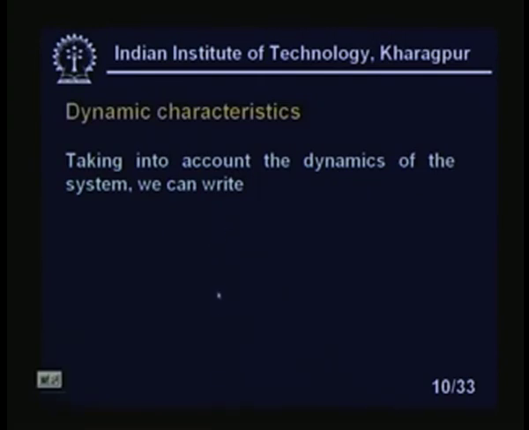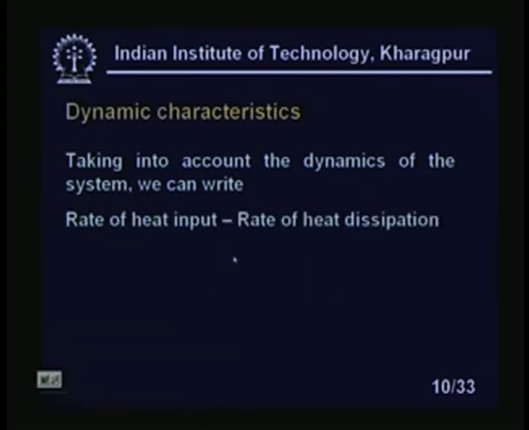So, during that time what will be our heat balance equation? Let us look at that. Taking into account the dynamics of the system, we can write, you see, rate of heat input minus the rate of heat dissipation equal to the rate of rise of heat energy, or rate of rise of temperature. So, rate of heat input which we are giving thermally and rate of heat dissipation due to the convecting heat loss from the wire to the surrounding, that is in the fluid medium, equal to the rate of rise of heat energy in the wire itself, right.